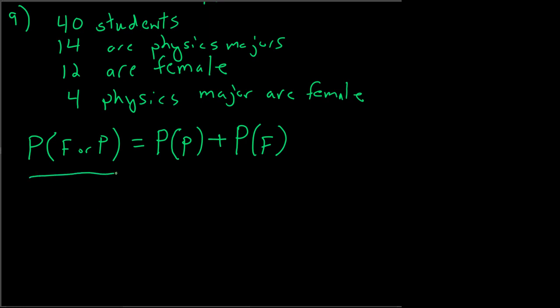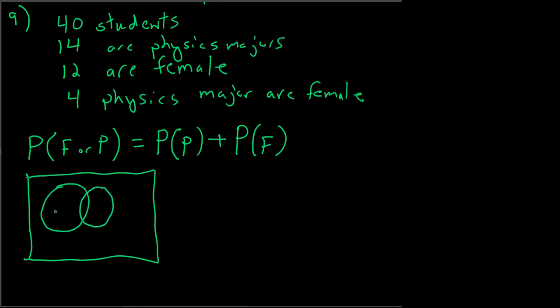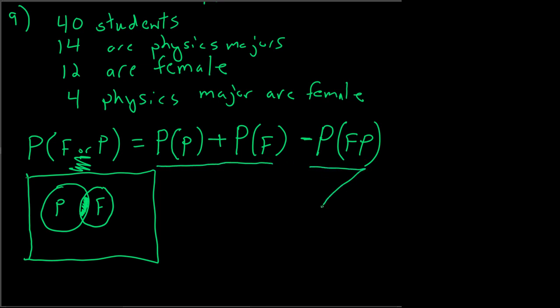But if we were to look at the probability space and we were to say, hey, here's all the physics majors and here are all the female students, there's this point of overlap. There are female physics majors. And so we have to subtract the probability of female physics majors. And so when we have our first ORs, we're looking at this additive property, but we have to subtract the overlapping space.